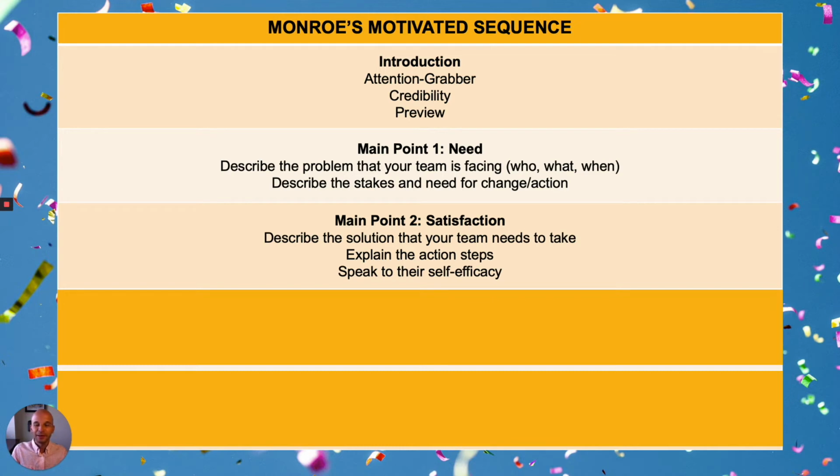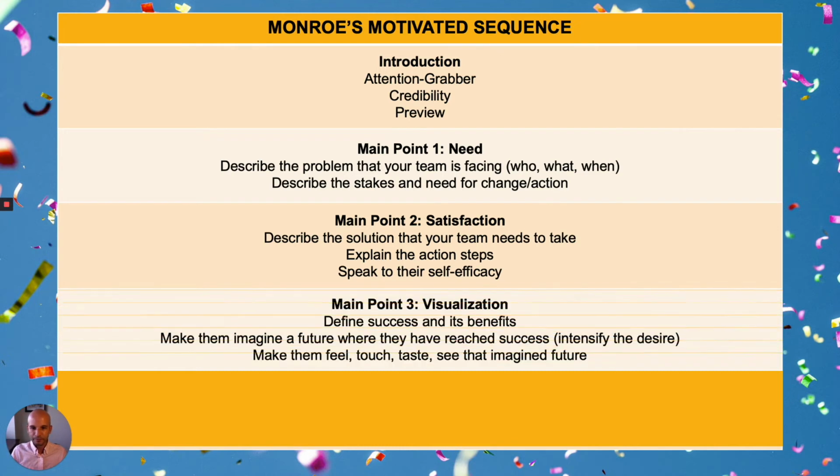But here's the beautiful part of Monroe's Motivated Sequence. This is my favorite part. Visualization. Define success and its benefits. So then make your audience think about what would happen if we succeeded. What would that future look like? Make them feel, touch, taste, and see that imagined future.